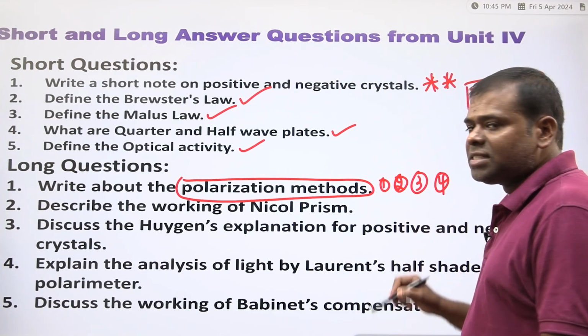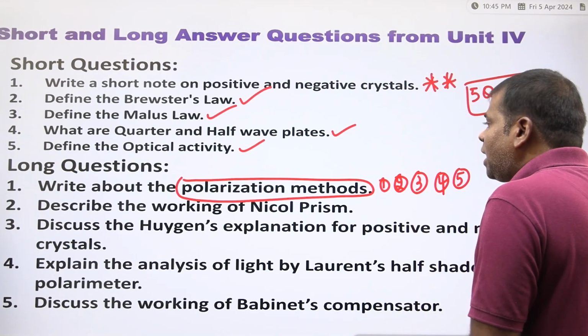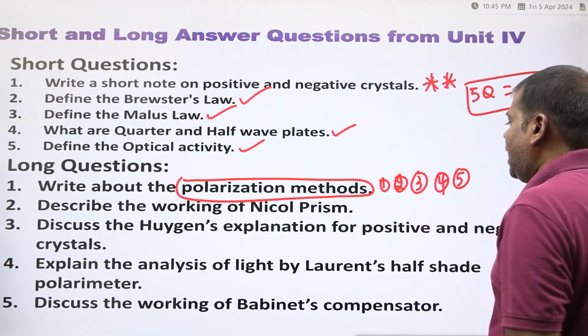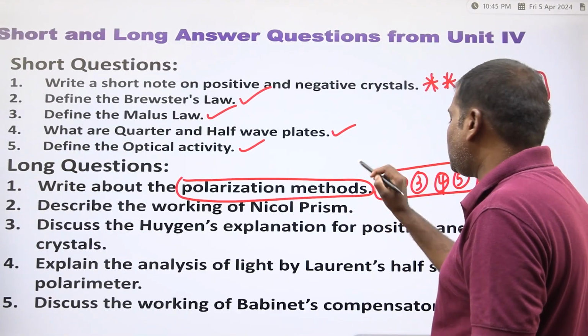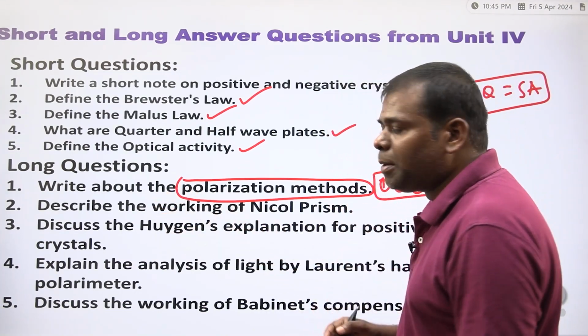The fourth one is selective absorption. The fifth one is, so what is the fifth one? The fifth one is scattering of light. So these 5 methods you have to write. This is a long question. Describe the working of the Nicol prism.